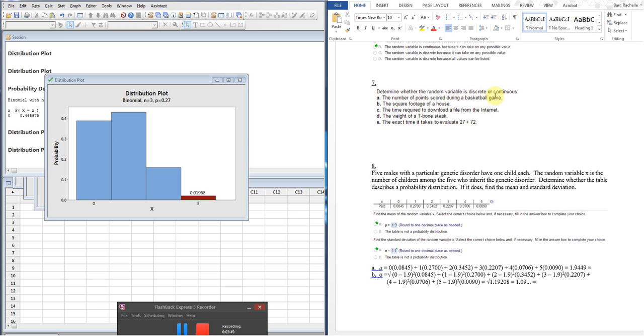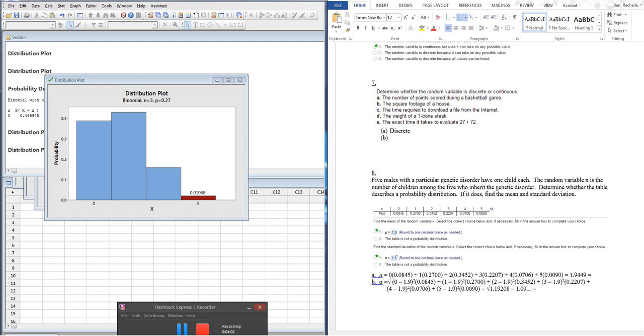The number of points scored during a basketball game. Since you can't score a part of a point, this is very clearly not a range of values with an infinite number of values in between. So we can count how many points are scored. This is definitely going to be discrete. Okay, on to part B.